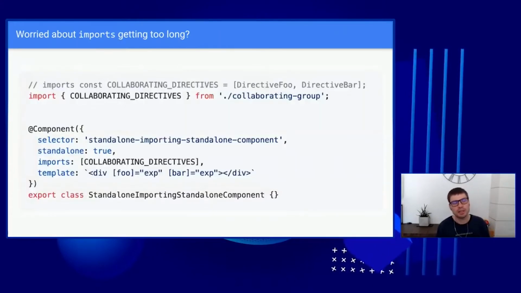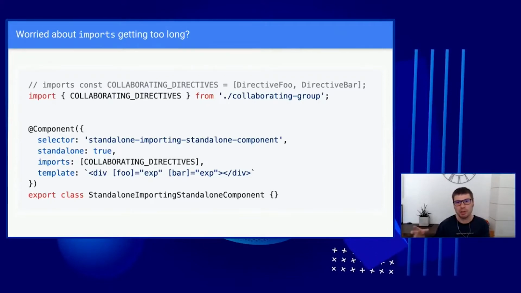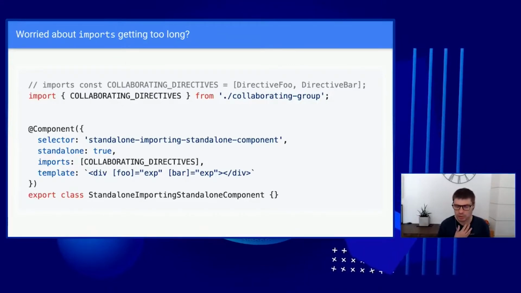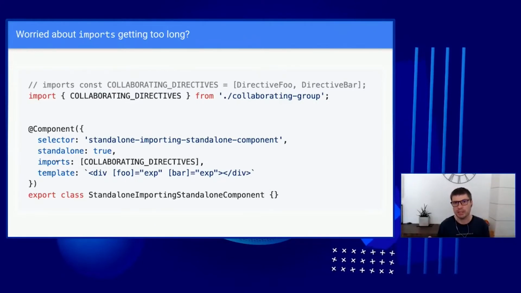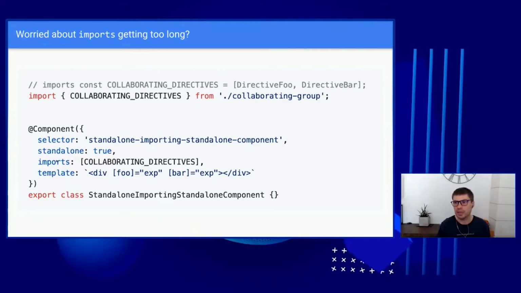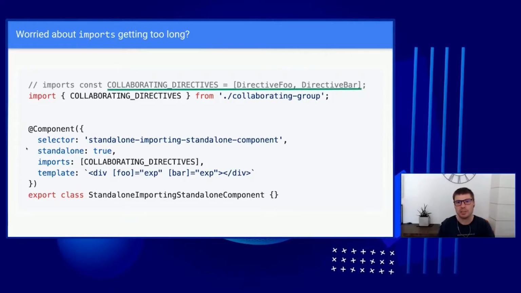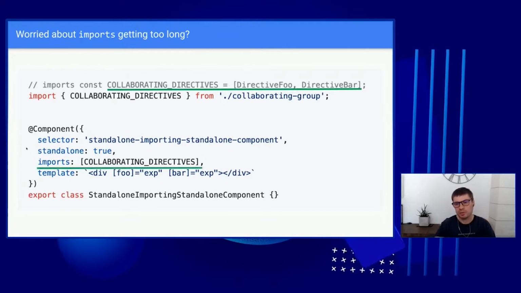Some people, when going through the RFC, gave us feedback that they are a bit afraid that this imports field might get very long or very big, because if my template needs a lot of dependencies, then listing them one by one might be a bit cumbersome. But we need to know that the imports field of a component works along the same lines, with the same rules, as the imports field of NgModule, which means that you can create your own mini collection of directives or components as a simple static array, and then you can import it again just using JavaScript constructs. You can bring it into the component and then use it in the template.